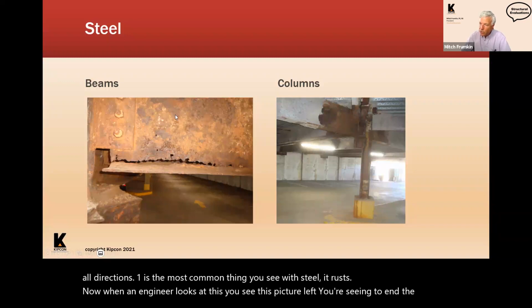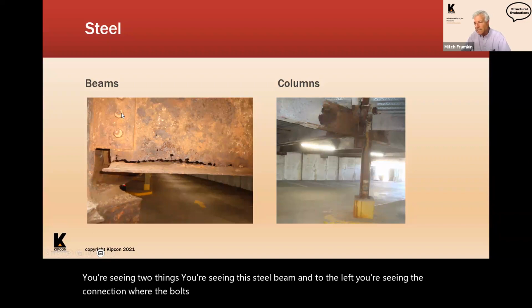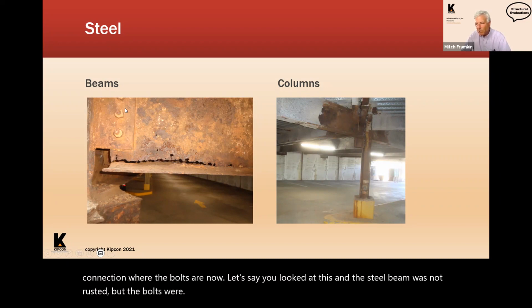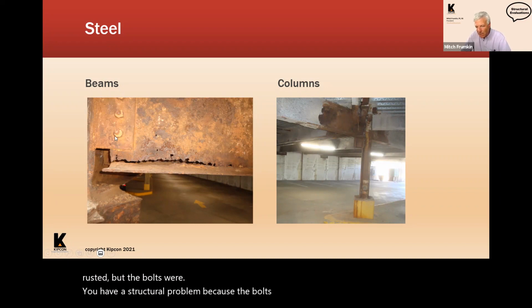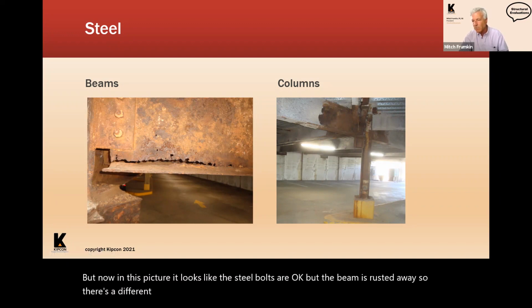Now, when an engineer looks at this picture, on the left, you're seeing two things. You're seeing the steel beam and the connection where the bolts are. Now, let's say you looked at this and the steel beam was not rusted, but the bolts were. You have a structural problem because the bolts are holding up the beam. But now in this picture, it looks like the steel bolts are okay, but the beam is rusted away. So there's a different type of structural problem going on here, and it may be a different type of fix to correct it.